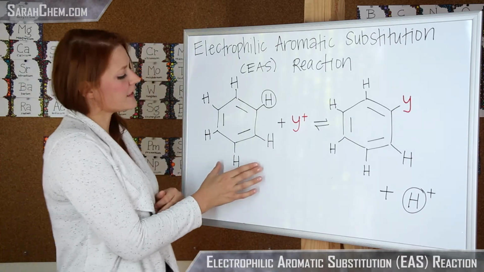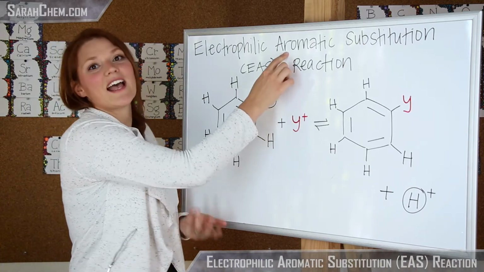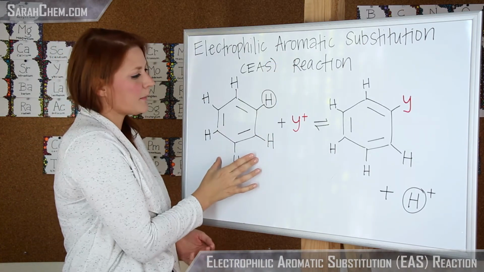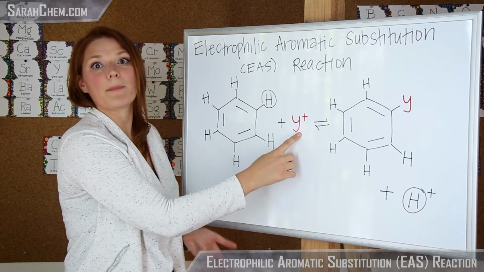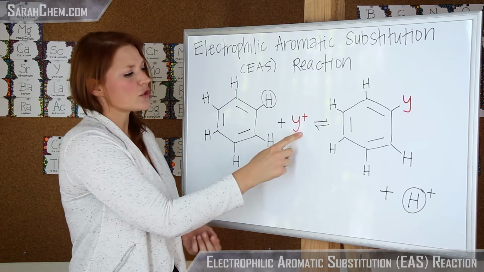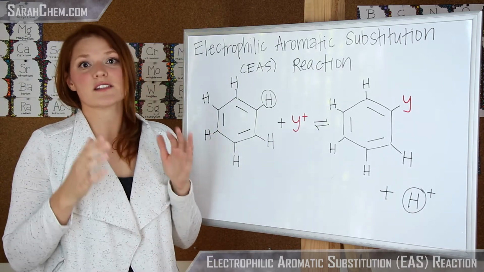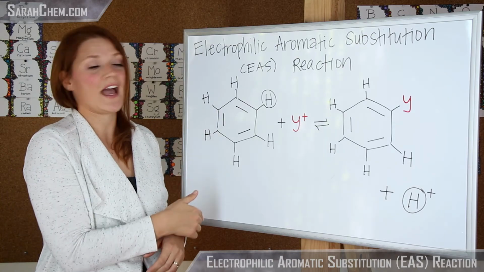For example, if we take a look here, we've got benzene, and benzene is an aromatic compound, which is why this has aromatic in it. And it's going to be reacting with this electrophile Y+. So now we understand electrophilic here, aromatic here. Now this Y+ is just a generic stand-in. There are a lot of different electrophiles that could be used to do this particular reaction.